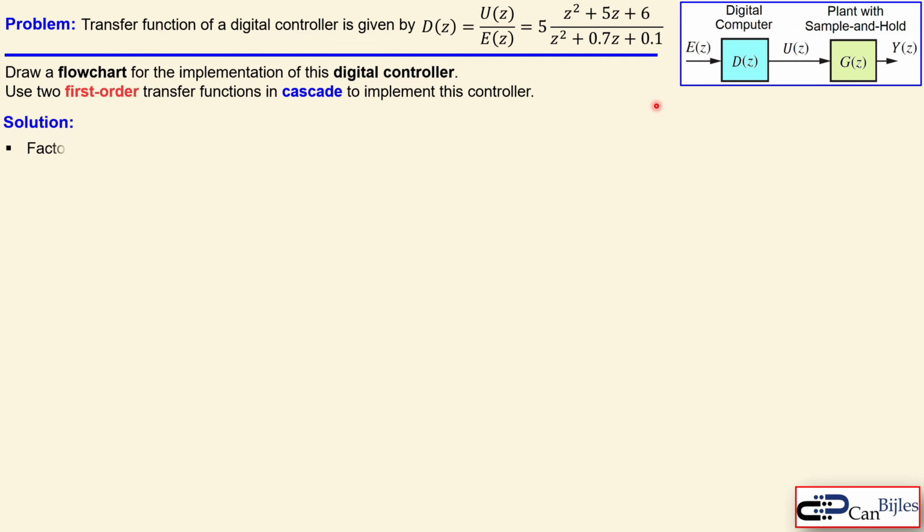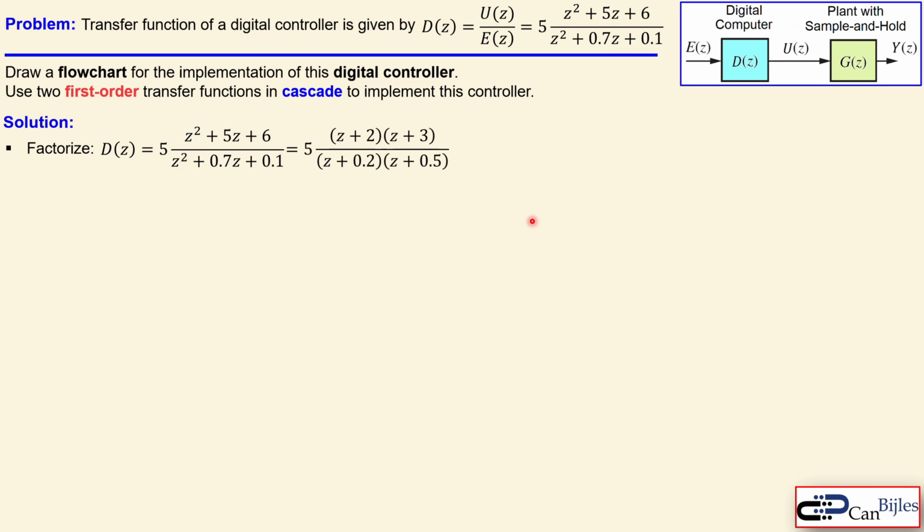The solution: first we factorize our transfer function. We have this. The factorization means actually that you use factors for the numerator and denominator. So we can say this is then (z + 2)(z + 3) for the numerator. And for the denominator we have (z + 0.2)(z + 0.5). Then you will have this situation.